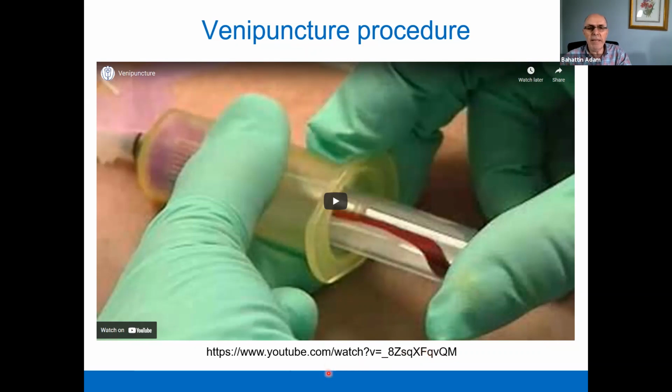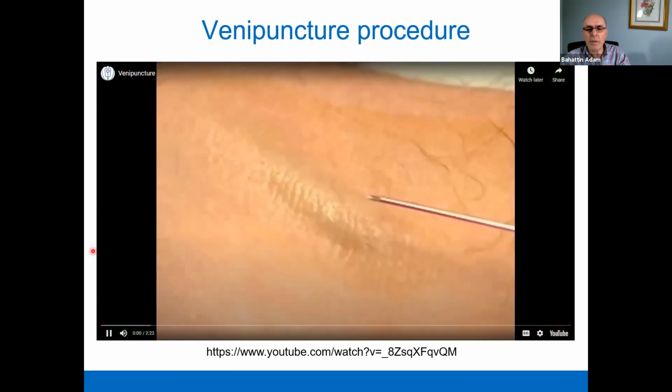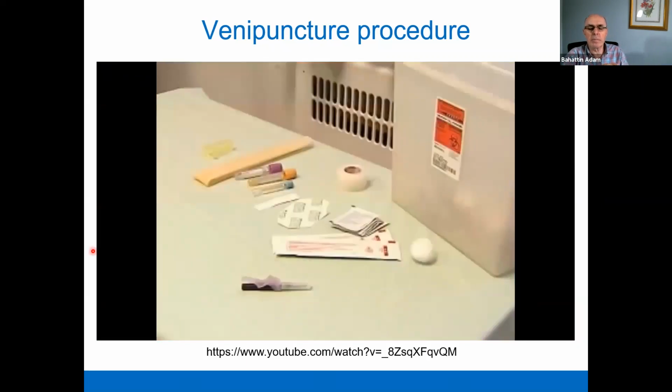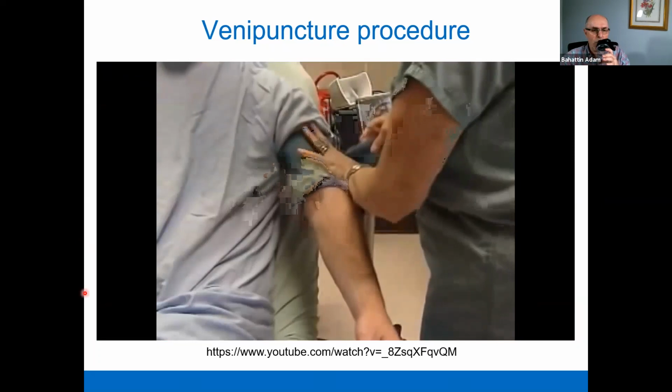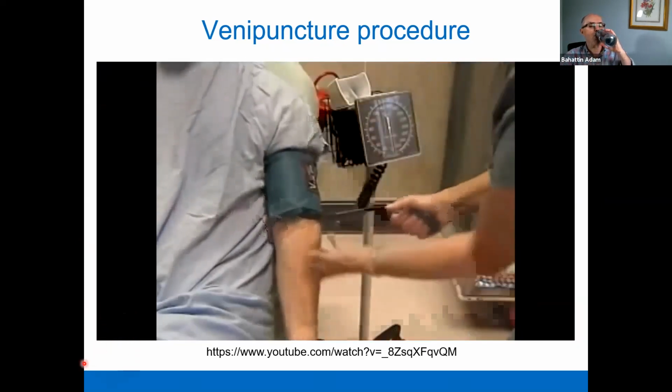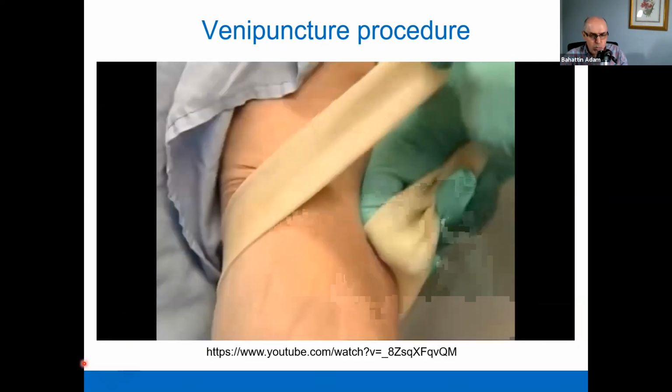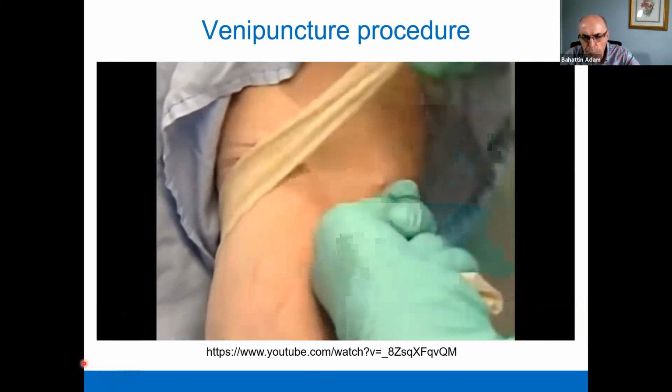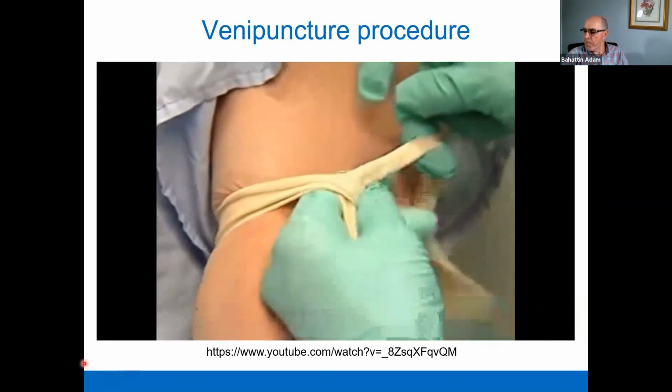Now let's see venipuncture. It's one of the most common procedures you'll learn. We begin with the needle, vacutainer, and blood tubes. A blood pressure cuff can serve as a tourniquet to help you raise a good large vein in the antecubital fossa. Tying the tourniquet properly takes a little practice.